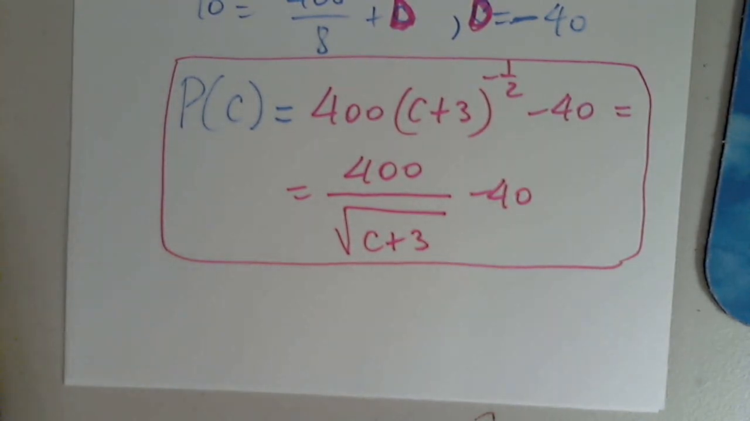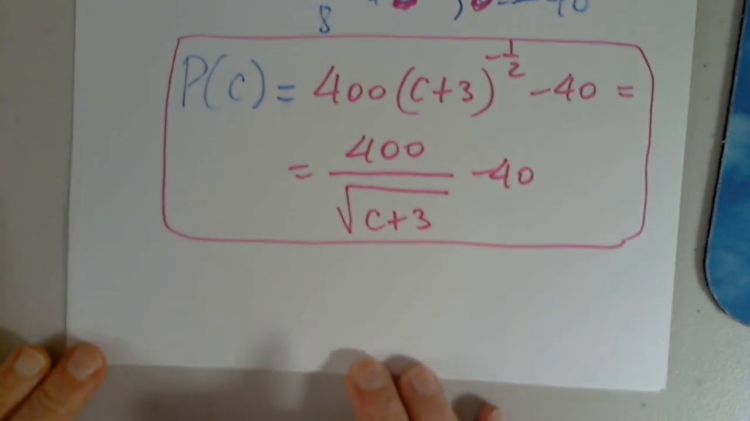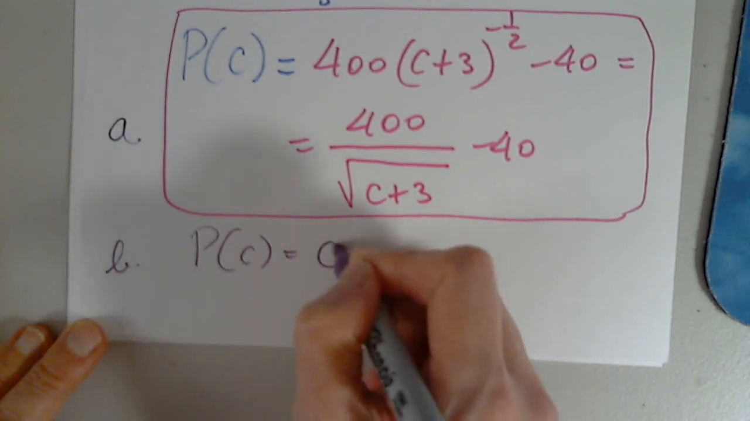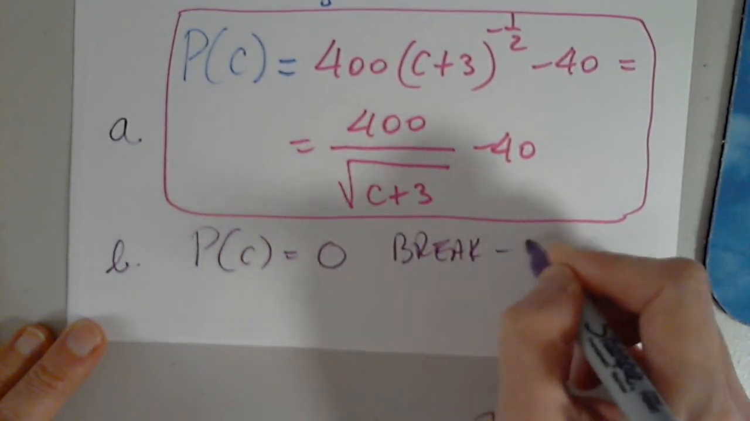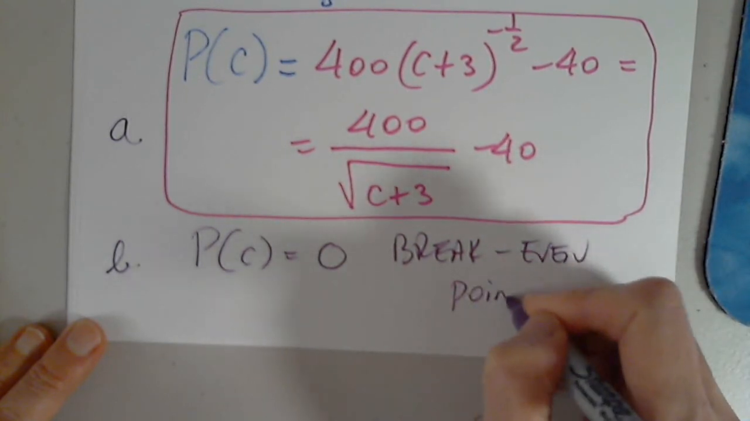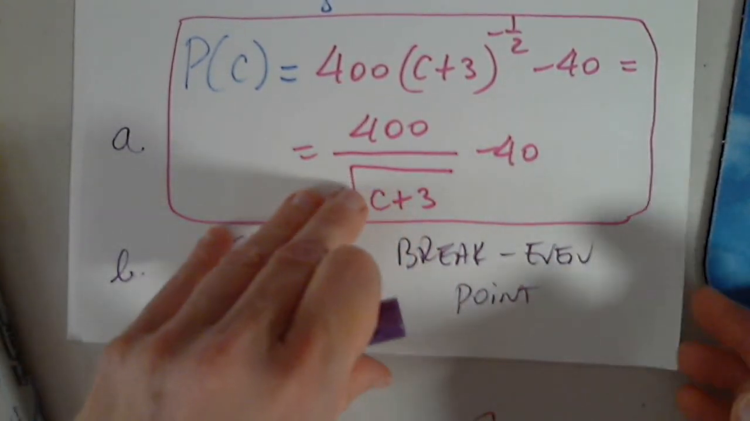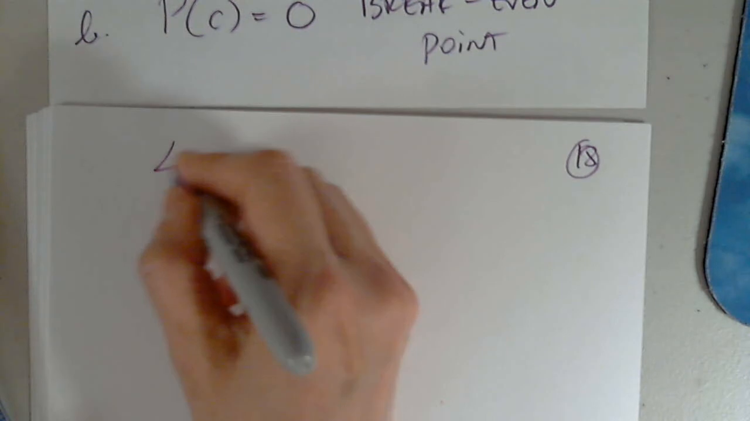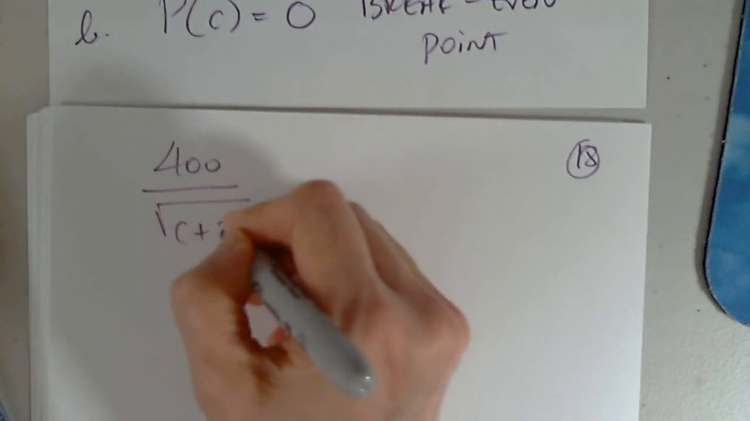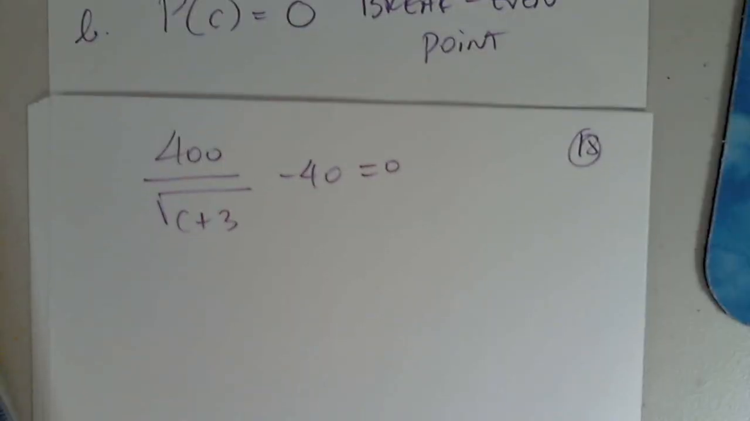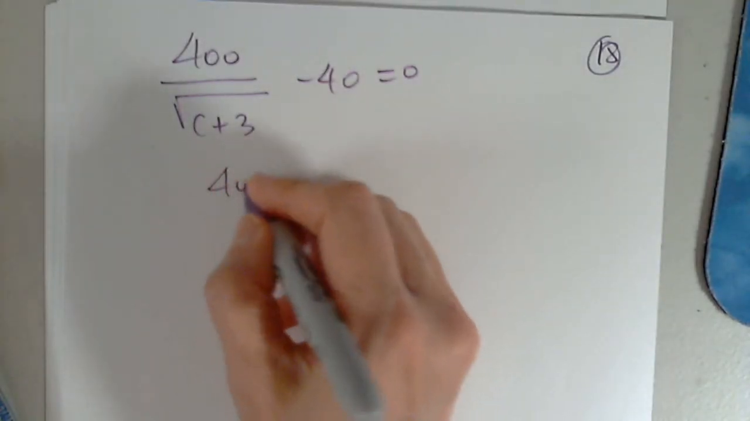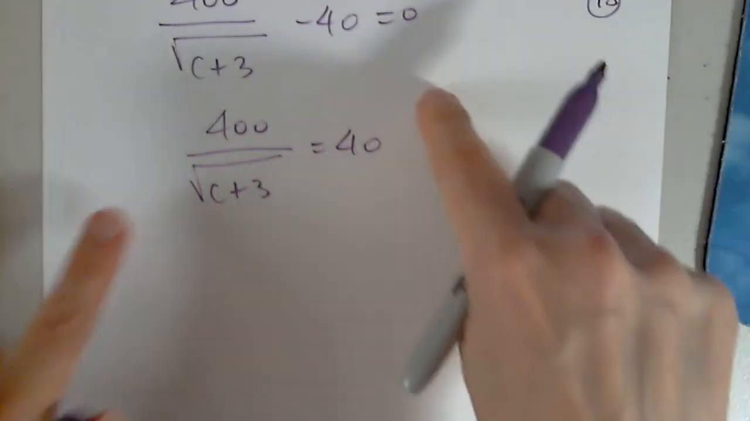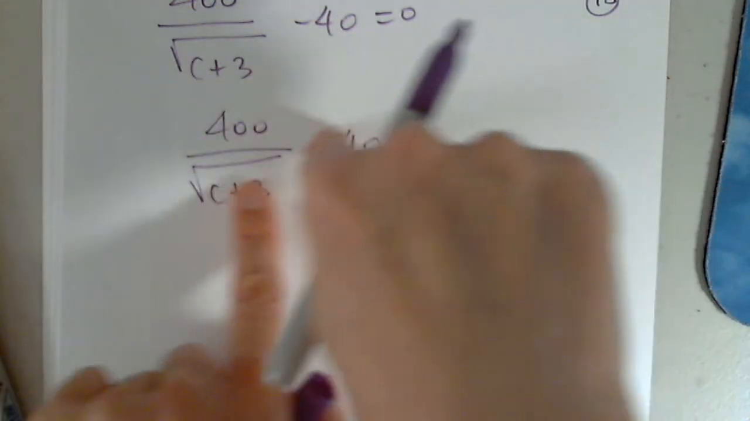In part B, we're asked at what cost will the firm break even? Break-even point is when the profit is 0. So this is not part of calculus, but let's do it. It's just solving an equation. So 400 over the square root of c plus 3 minus 40 equals 0. I will move 40. And I will cross multiply or do this. I can always do this in a proportion.